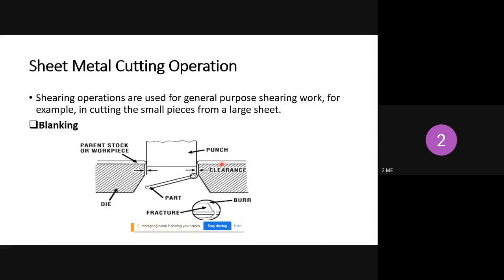This remaining sheet will be used for other work, or that sheet can be placed in a die again, and we can produce blanking again. So the useful work is nothing but this cut portion. This is called the blanking operation.